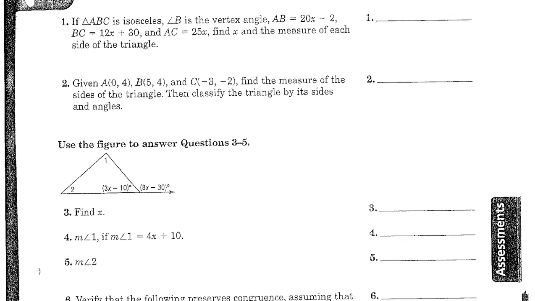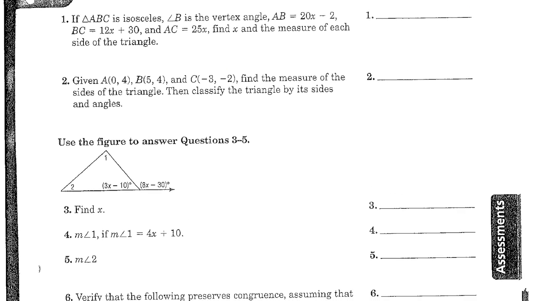All right, let's do one or two more, and I've got to pause and get back to Zoom. Okay, let's see. If triangle ABC is isosceles, angle B is the vertex angle. So we got ABC. B is the vertex angle, which means these are the legs. The vertex angle is between the congruent legs. AB is 20x minus 2. BC is 12x plus 30. And AC is 25x. Find x and the measure of each side.